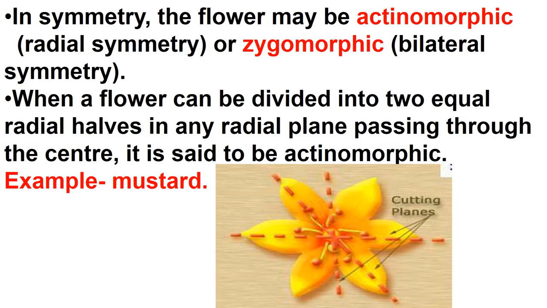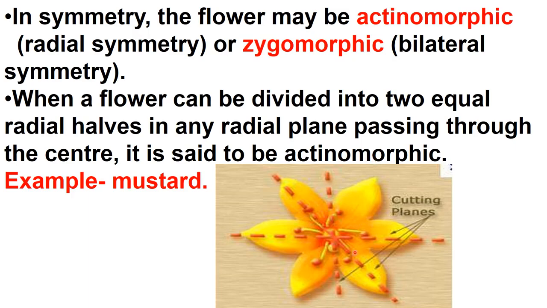These are also some other facts about the flower. In symmetry, the flower may be actinomorphic or zygomorphic. Actinomorphic flower means having radial symmetry, and zygomorphic flower is having bilateral symmetry. Now what is the difference between the radial symmetry and bilateral symmetry? You see here, like one flower can be divided into two equal radial halves in any radial plane passing through the center. It is said to be actinomorphic flower or the flower having radial symmetry.